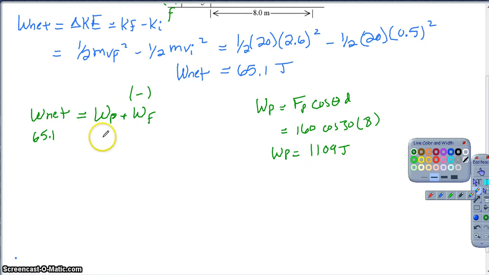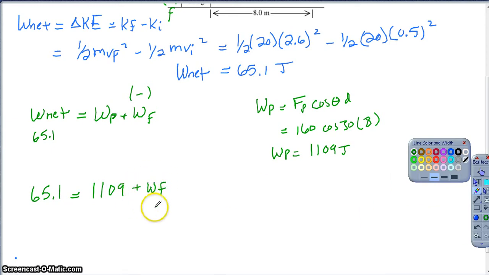So then again, plugging that into my equation, I know my net work is 65.1. I know the work done by P is now 1,110 or 1,109 joules, wherever you want to leave that. And then the work done by friction, again, I know this is going to be a negative number, though I'll leave it as a positive for right now, just to illustrate that once I subtract this over, it very clearly is a negative number, right?